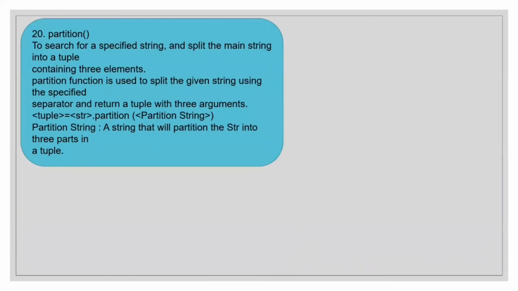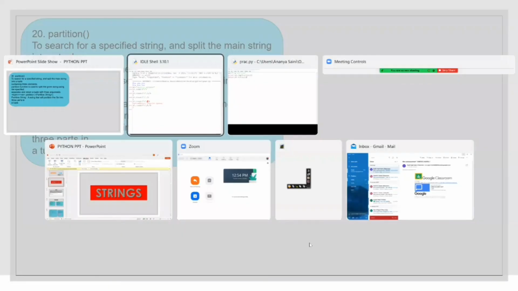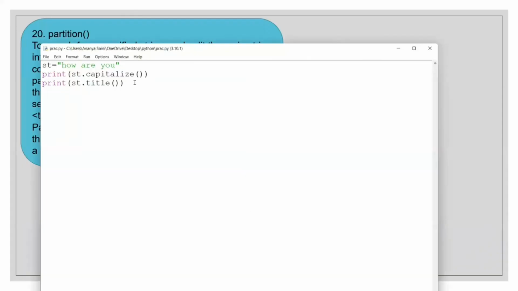Then we have partition, str.partition, to search for a specified string and split the main string into a tuple. So what was split doing? Split was breaking the string and separating them as elements in a list, and this is doing it as a tuple. Okay, so let's see the difference in them.